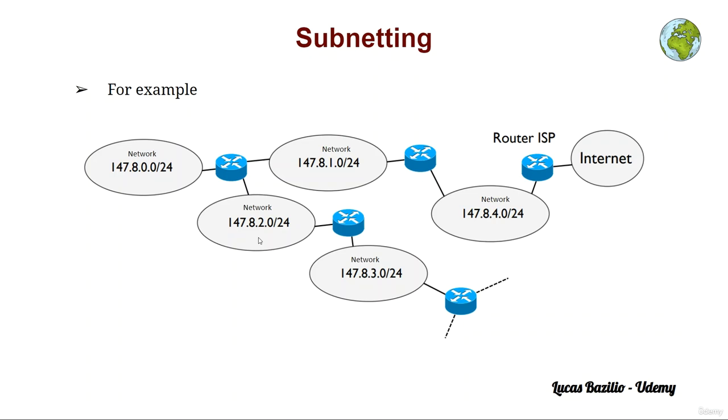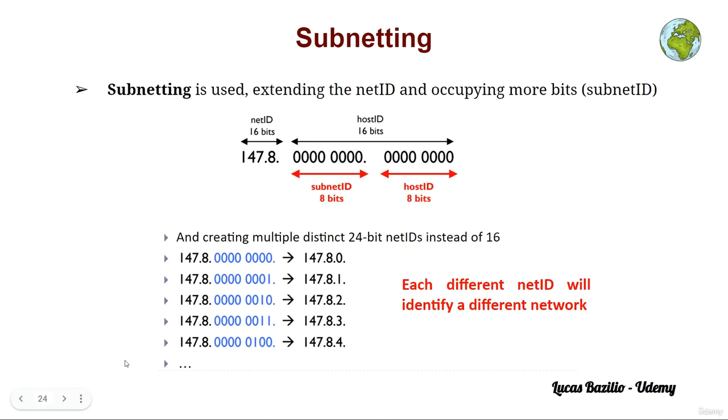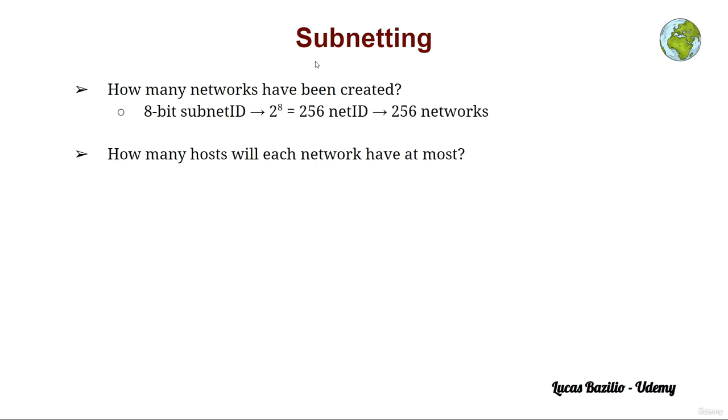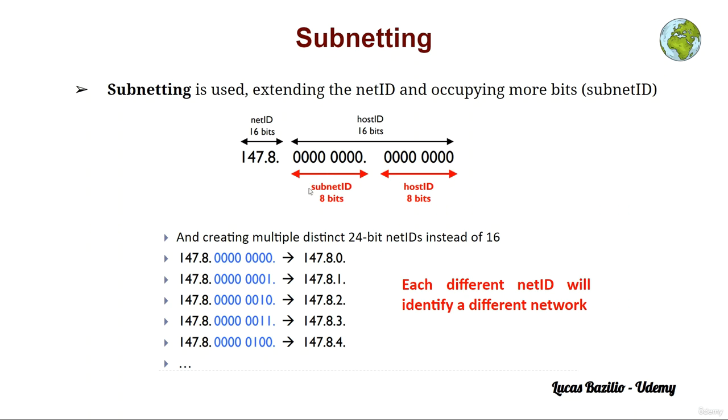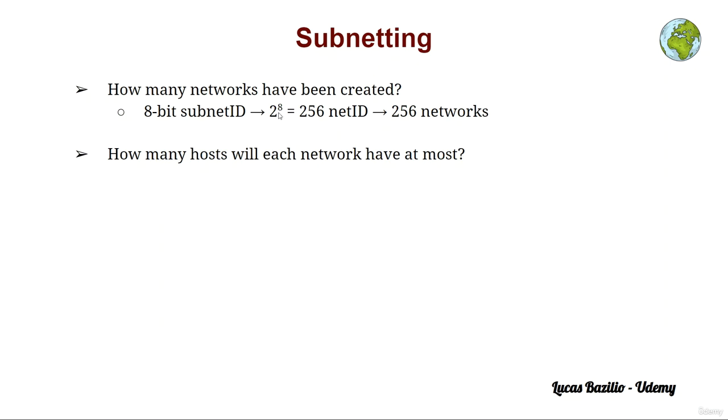So how many networks have been created by doing this process? Well, since we have added 8 bits for the subnet ID, these 8 bits that we're including to be part of the subnet ID, then we will have 2 raised to 8, 2 to the power of 8, so we will have 256 different net IDs. So this implies that we will have 256 networks. Remember, the number of different net IDs that we can have is the number of different networks that we can have, because a net ID identifies a network.